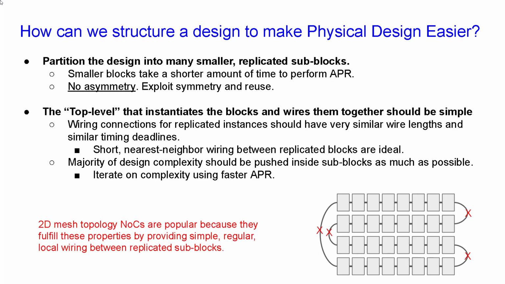Second, the top level that instantiates the subblocks and wires them together should be very simple. Wiring connections for subblocks should have very similar wire length and similar timing deadlines. And the majority of design complexity should be pushed inside subblocks as much as possible to take advantage of reuse. 2D mesh topology is popular because it fulfills these properties by providing simple, regular, local connections between subblocks. This regular structure reduces the APR runtime and reduces the physical design risk.